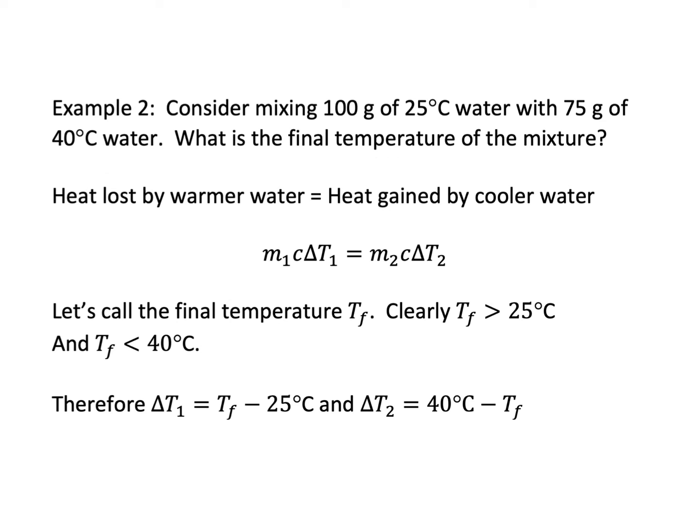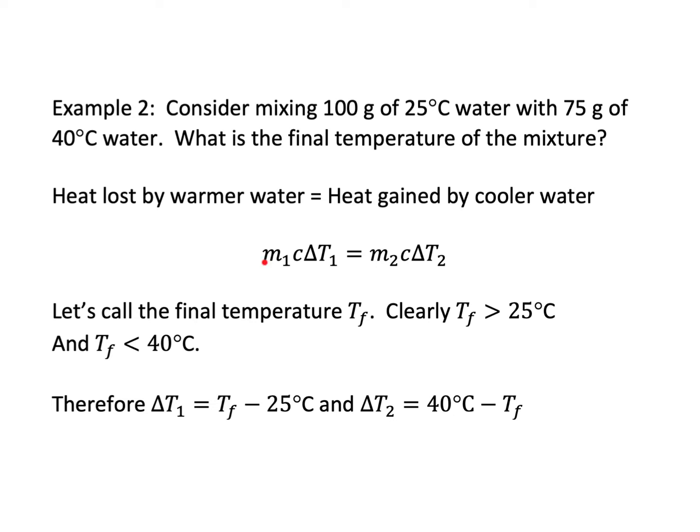Let's look at another example. Consider mixing 100 grams this time of 25 degrees Celsius water with 75 grams of 40 degree Celsius water. Now they're not the same mass, so what's going to happen? The question is still, what's the final temperature of the mixture? And the rule is that the heat lost by the warmer water equals the heat gained by the cooler water. So we can use our formula for the quantity of heat in each case.